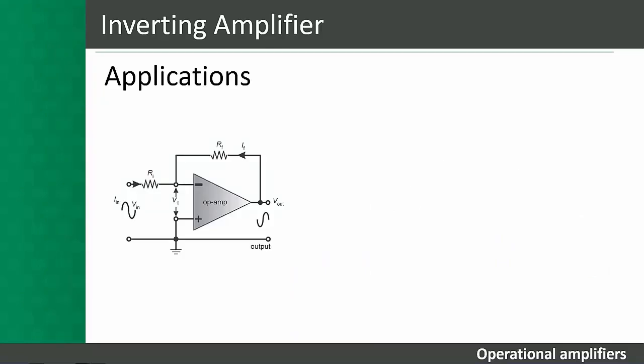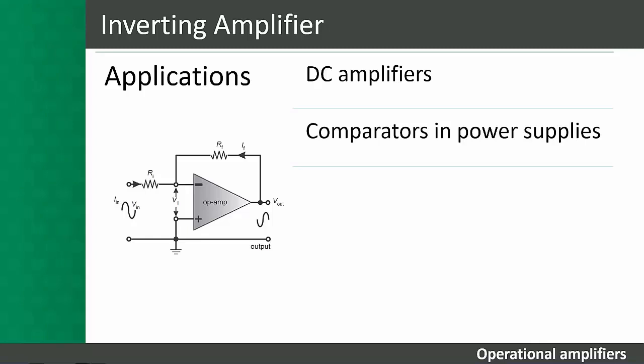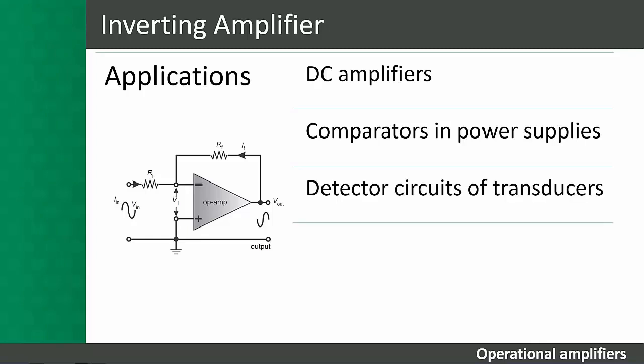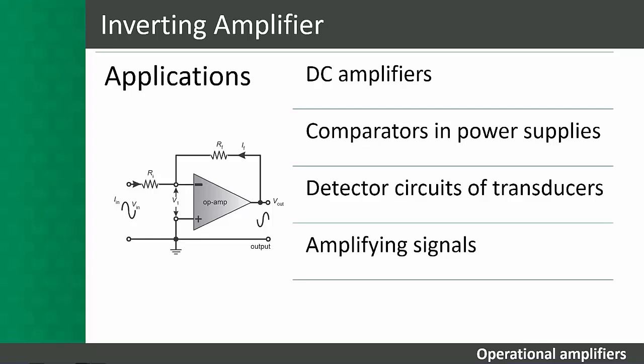Inverting circuits are used as DC amplifiers, comparators in power supplies, in detector circuits of transducers, and for amplifying small signals. The inverting circuit is also used as a summer or an adder, which will be discussed later.